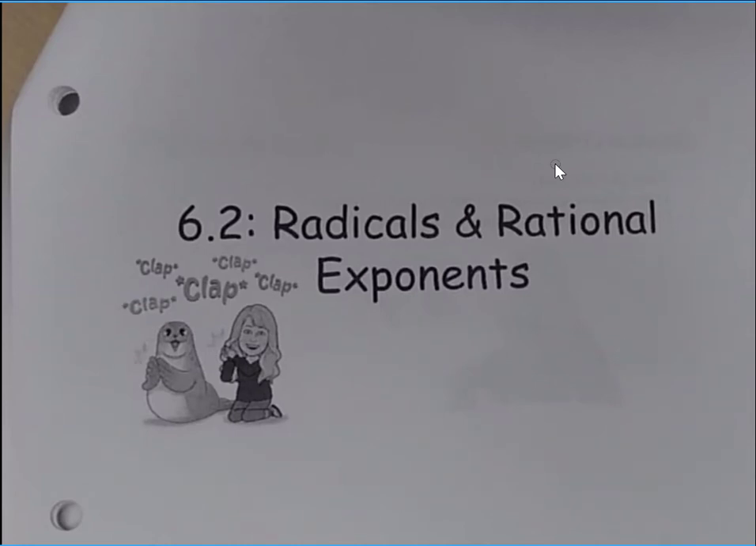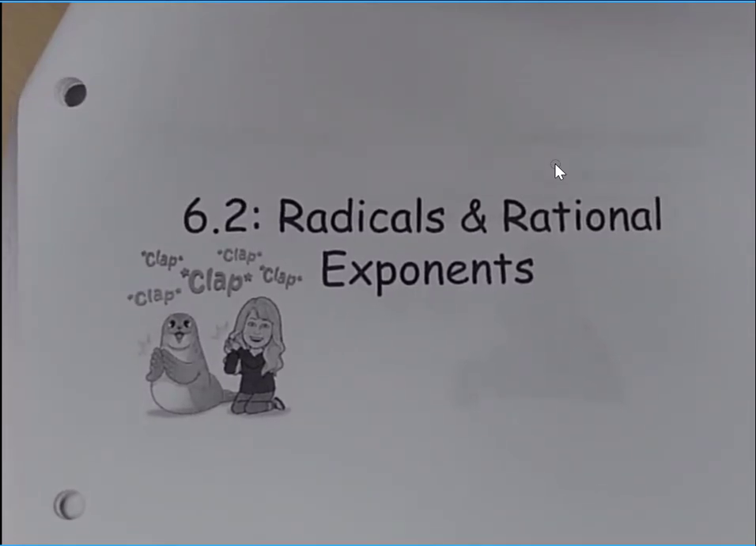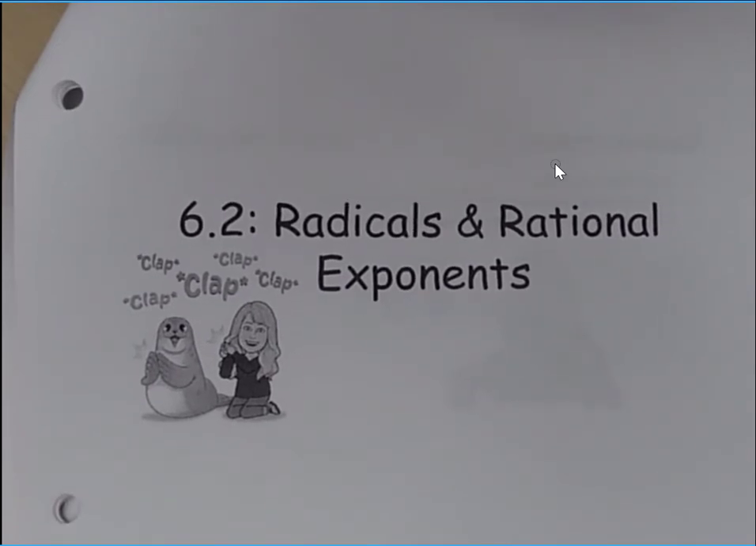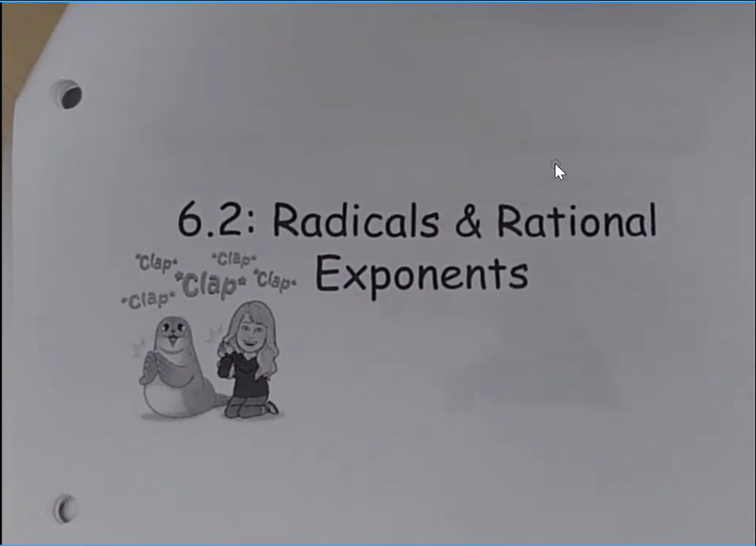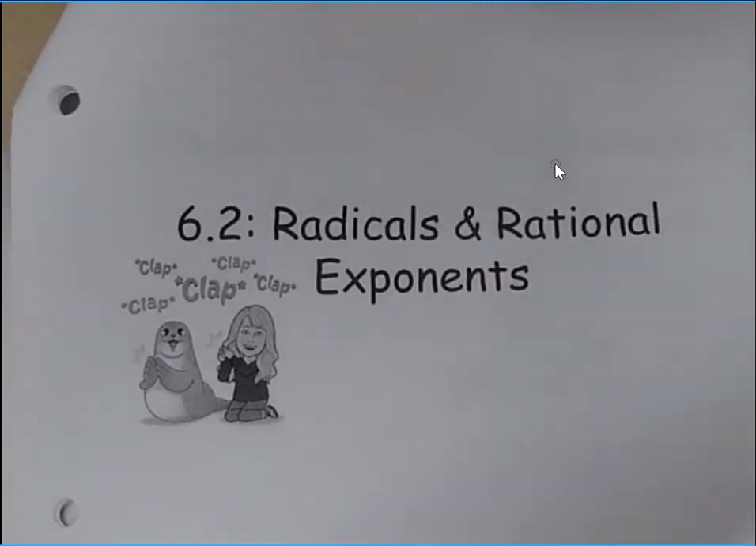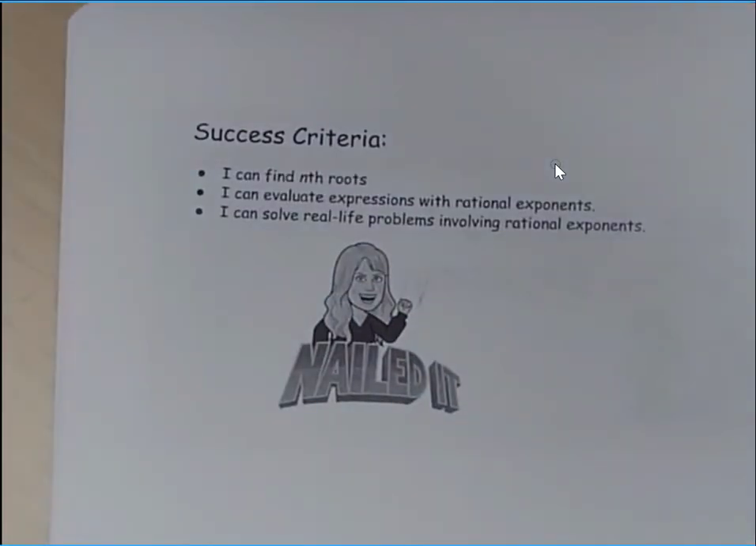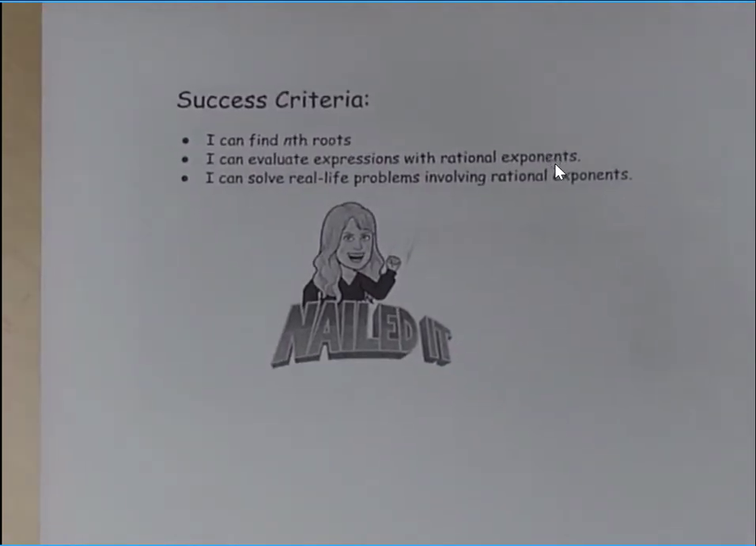Today we're going to take a look at the first two examples of 6-2, radicals and rational exponents. So what we're going to do is learn a few more exponent rules and properties, and we're going to simplify them. Let's take a look at what a radical symbol is.